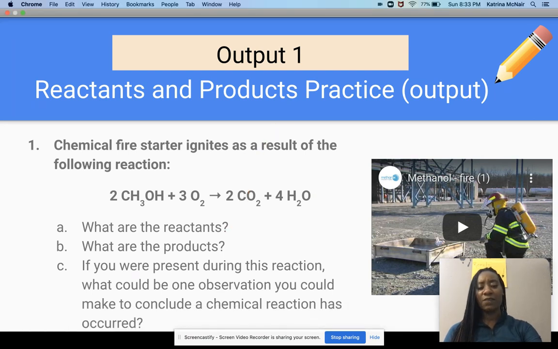And then see, if you were present during this reaction, think about if you were there during the video, what could be one observation you can make to conclude a chemical reaction has occurred? So think back to your glow stick lab where we also looked at signs of a chemical reaction. You're doing the same thing here for part C. What would be some signs if you were there that would tell you a chemical reaction was occurring?